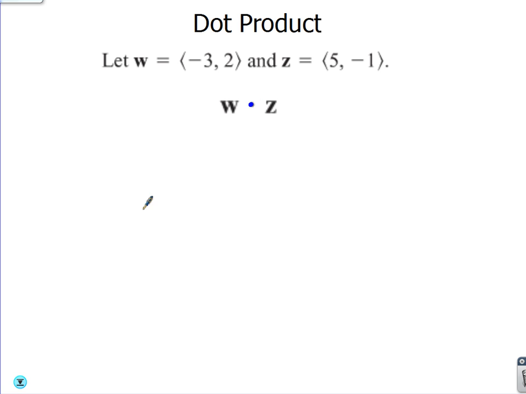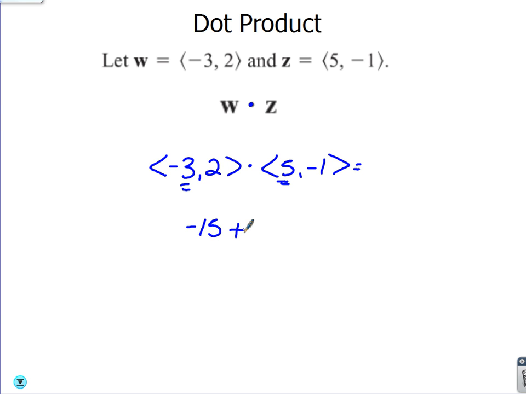Here's how to find the dot product. When you've got a dot between the two, here's how you find the dot product of 2 matrices. The dot product of negative 3, 2 and 5, negative 1. Very easy. Take your first 2 components, negative 3 and 5, and multiply them together.